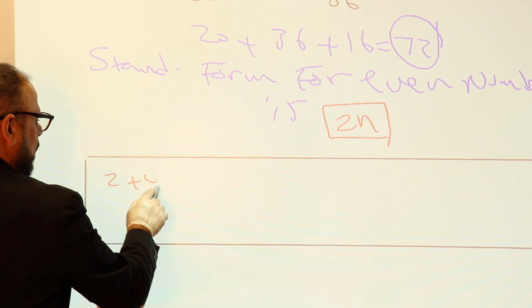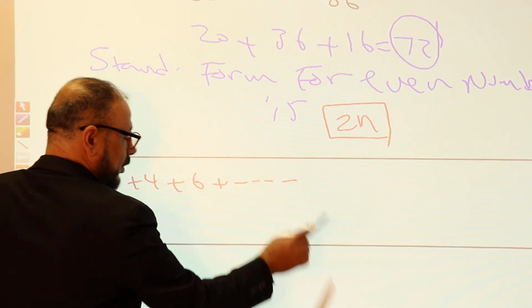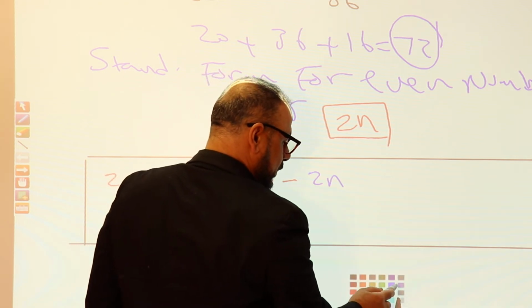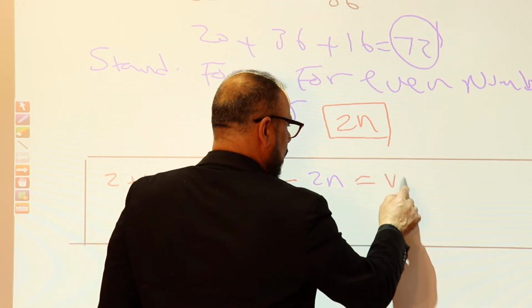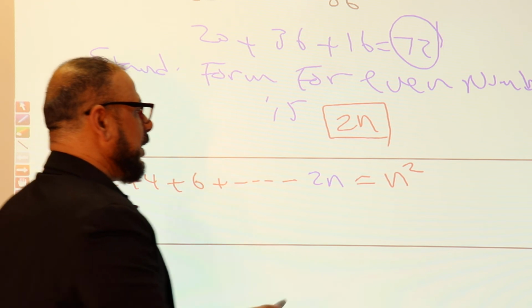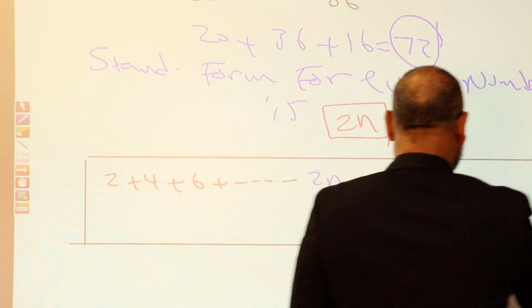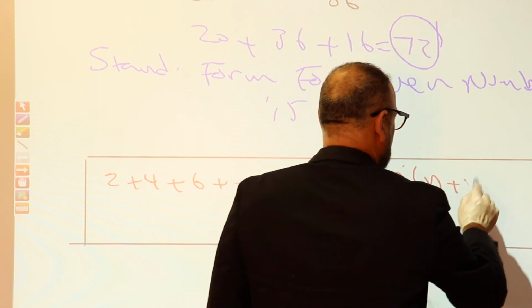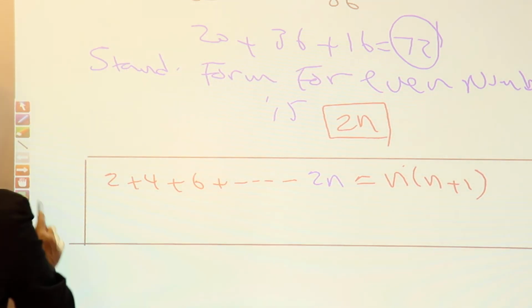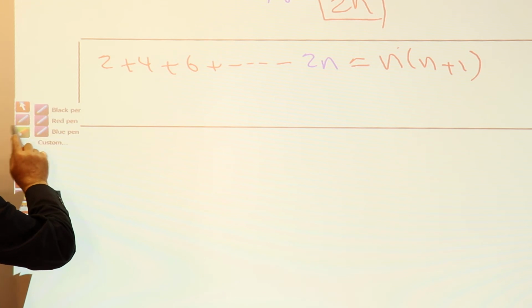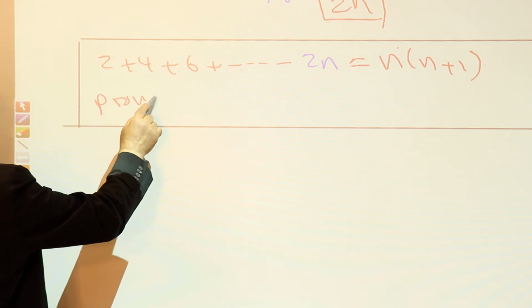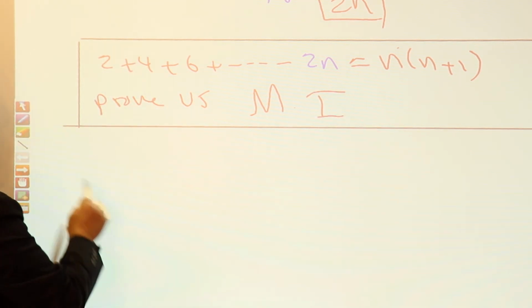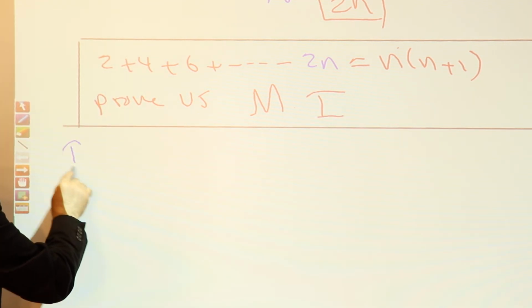2, 4, 6, 2n equals n squared. I'm sorry, n plus 1. Now let us prove it. Prove, right? Use mathematical induction, MI. Step 1.